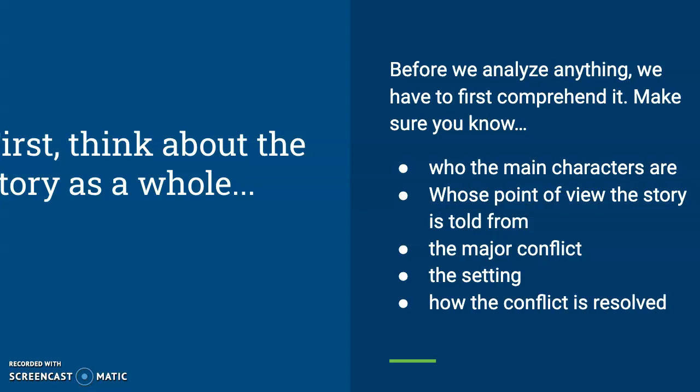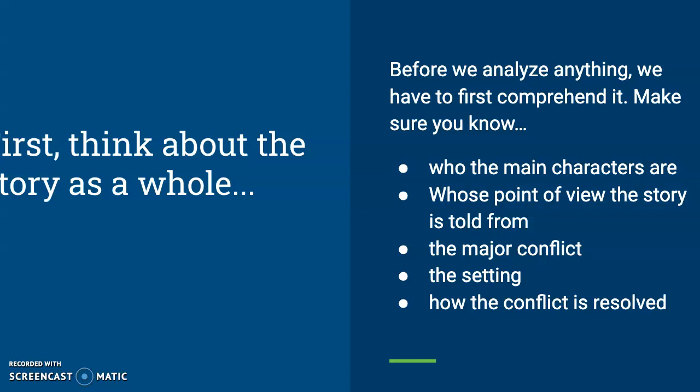So the first step is to think about the story as a whole. Before we analyze anything, we have to understand it or comprehend it. So make sure that, first of all, you understand what's going on in your story, who the characters are, whose point of view the story is told from, the major conflict that's happening in the story, the setting, right? Where are these events taking place? Or maybe there's multiple places. Don't forget the time period too. That could be very influential depending on when the story is set.